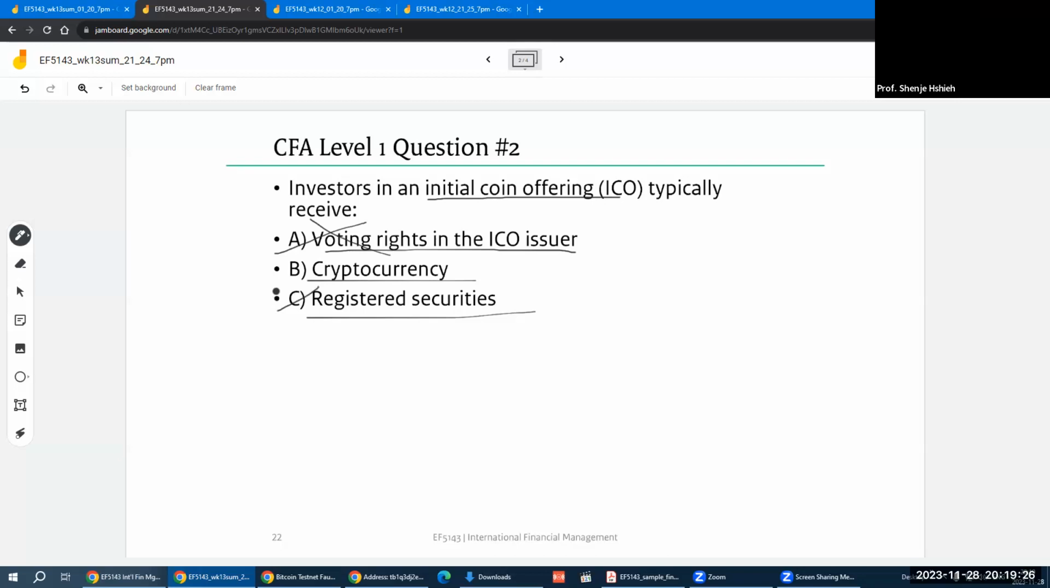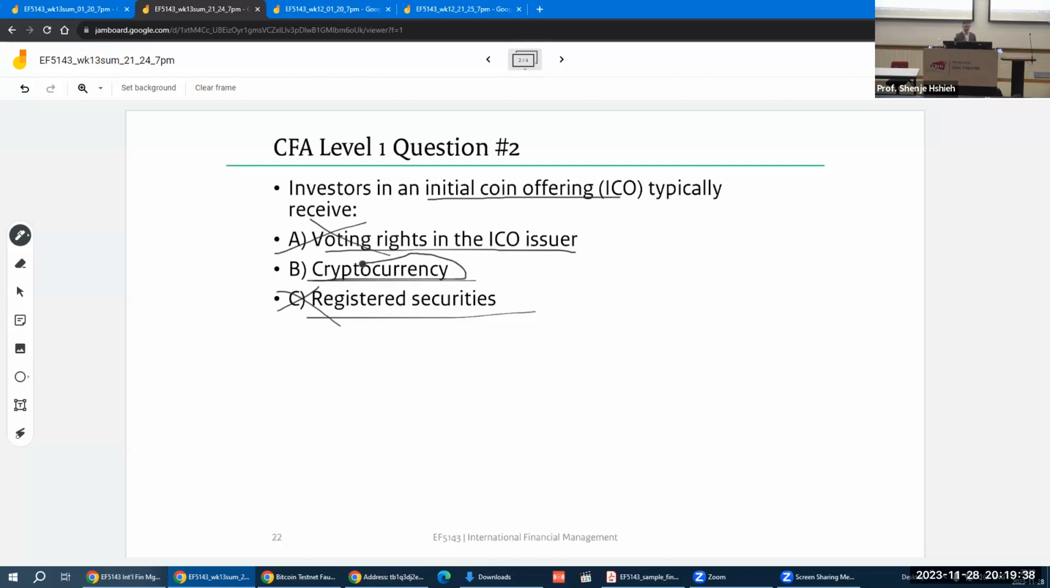And obviously not a registered security. Okay. Based on what happened in 2017, 2018, what has been offered during initial coin offerings is cryptocurrencies, or what's called utility tokens, just tokens you could use for goods and services sometime in the future. Lots and lots of scams occurred. I can't even think of a good example of a successful ICO in which the token was useful. Okay, so the answer is B. It's cryptocurrency.